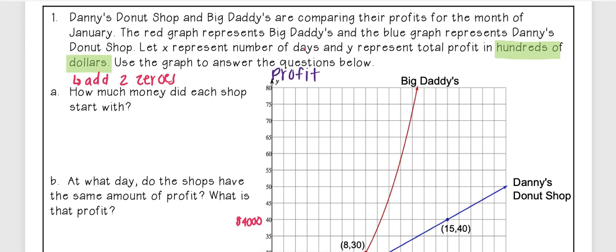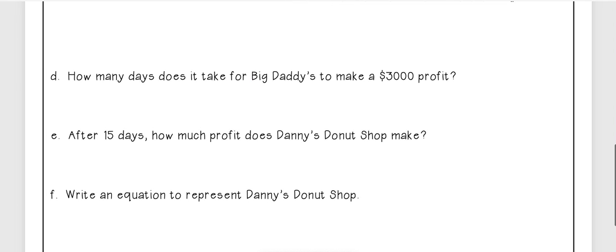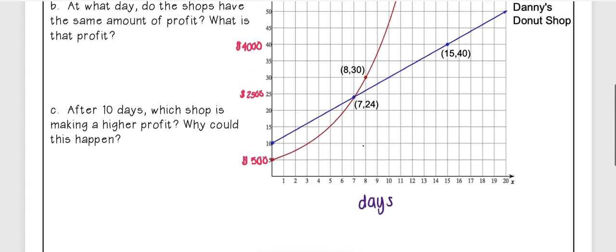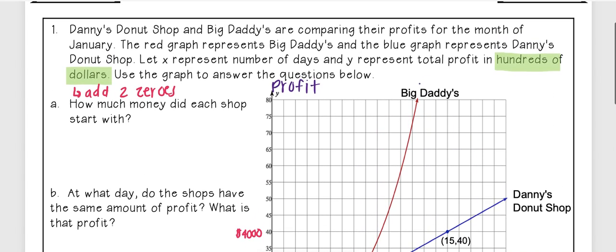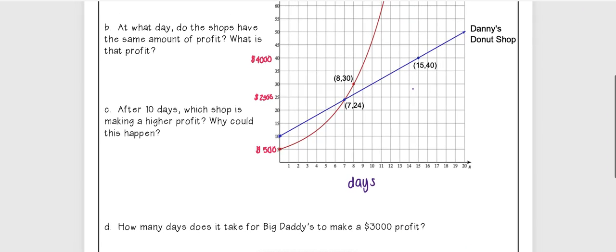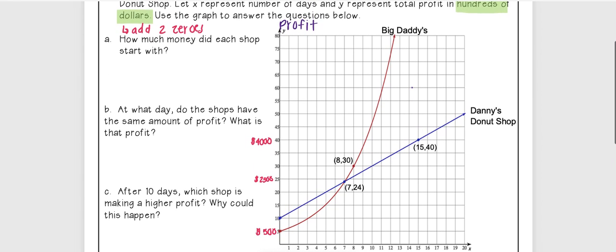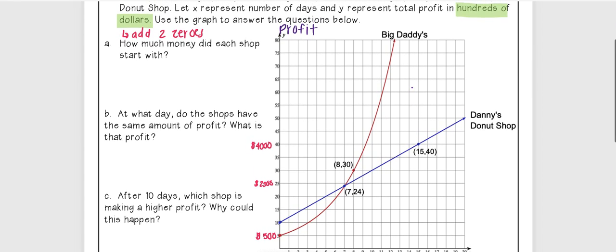Another thing to note here is that X represents the number of days. So I'm going to go ahead and just label that in my graph. That X is number of days. And then like I said, Y represents total profit. So knowing those key things is going to help me answer these following questions.